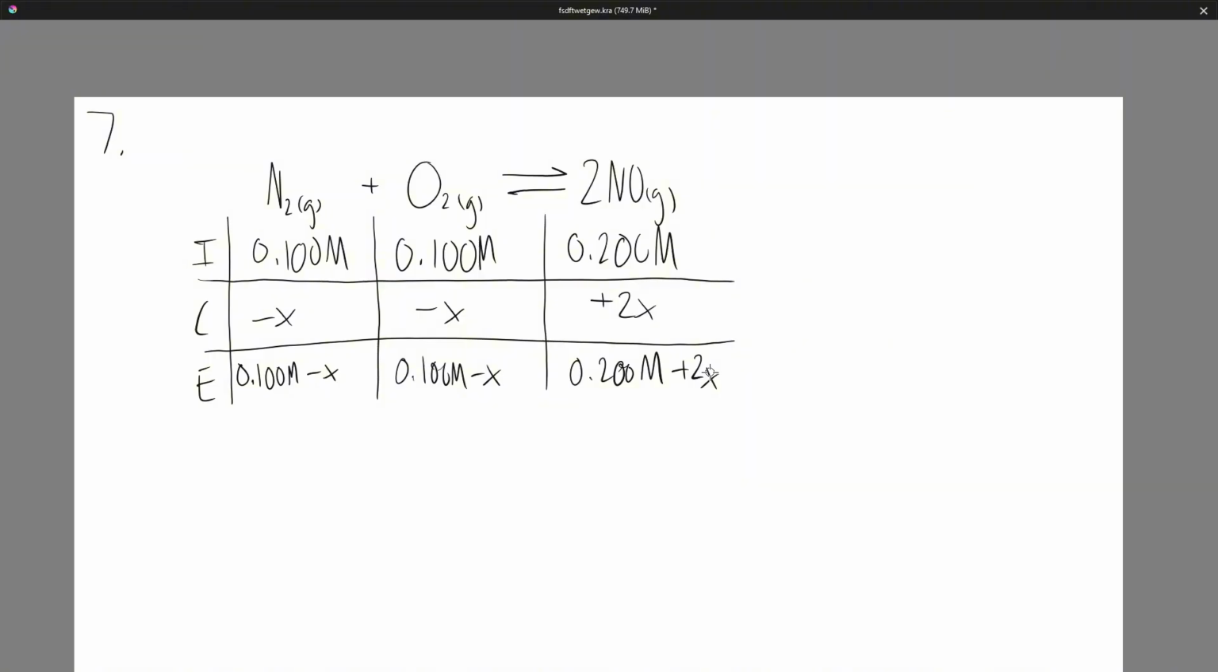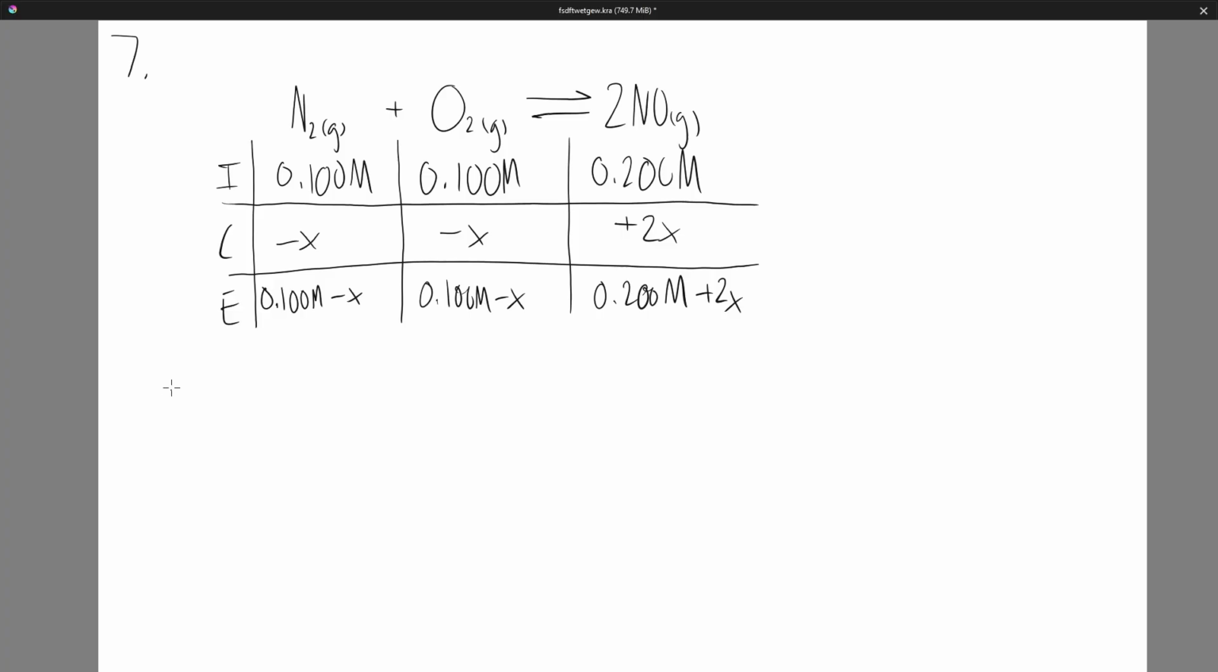So in order to solve for x, we want to solve for Kc first. Or not solve for Kc, but state what Kc is. So NO squared, since it has coefficient of 2. Oh, sorry, no, that's not right. Instead of using these species, we're gonna use the equilibrium concentrations, or what they should equal.